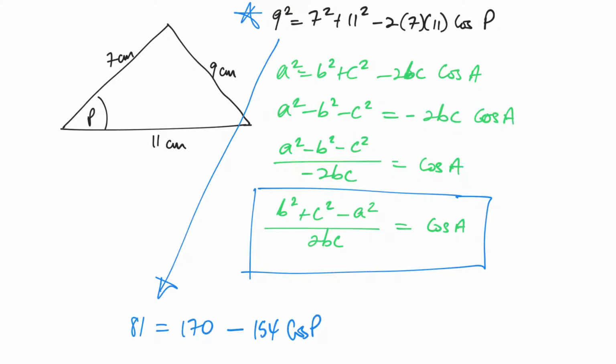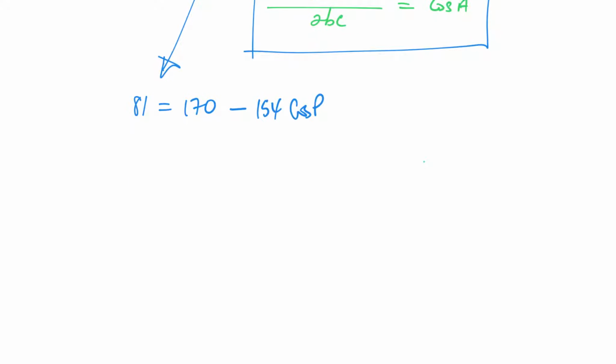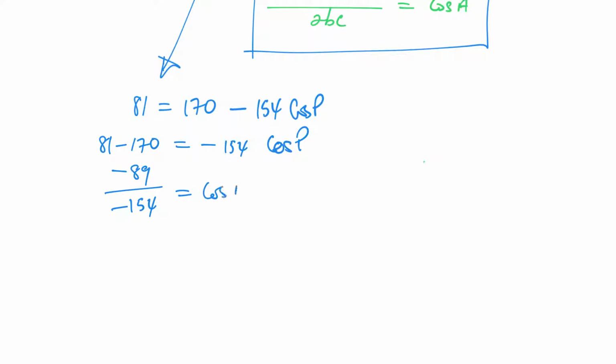Okay, now it's a quick matter of just rearranging what we've got to find our answer. So let's make a little bit more space here and then let's get going. The first job I'm going to do is bring this to the other side and then divide by that minus 154. So once I bring that over, I get 81 take away 170 is equal to minus 154 cos p. Then once I calculate that out, I'll end up with two negative numbers. So let's first do the 170 and the 81. That becomes minus 89. I divide that by minus 154 cos p.